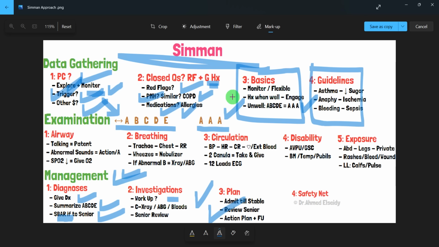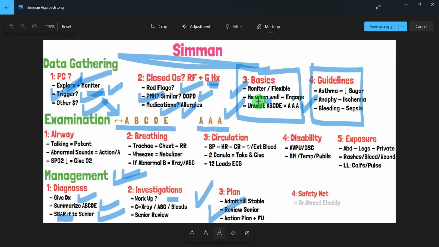Okay, basics again, monitor is my friend. I always look at the monitor. If it is stable, it's a normal station. If it's going wrong, I will go with A, B, C, D, E. Whenever the patient is well and talking, I will explore the history and engage him with me all the time. If I examine something, I will tell him I'm going to examine that. If I'm giving him oxygen, I will tell him, I'm going to give you oxygen, Mr. Jack. If I'm giving him drugs, I will engage him. And if there is a nurse in the cubicle, I will engage her as well and tell her what I'm thinking and what I'm going to do.